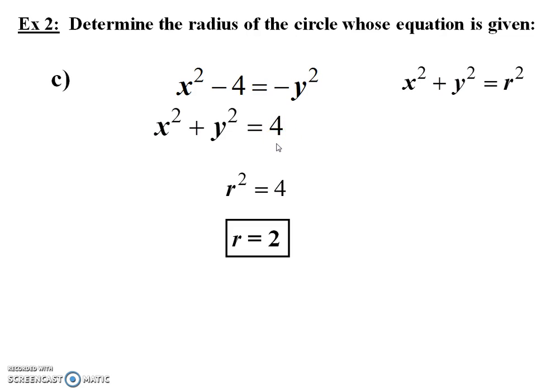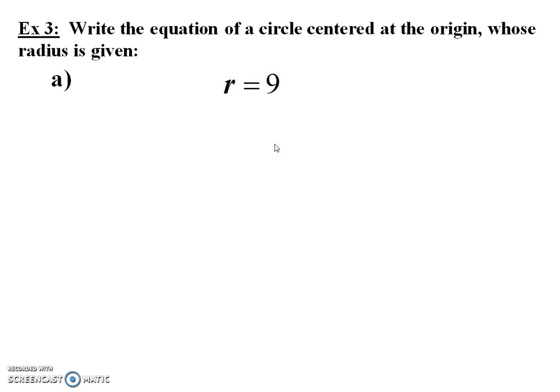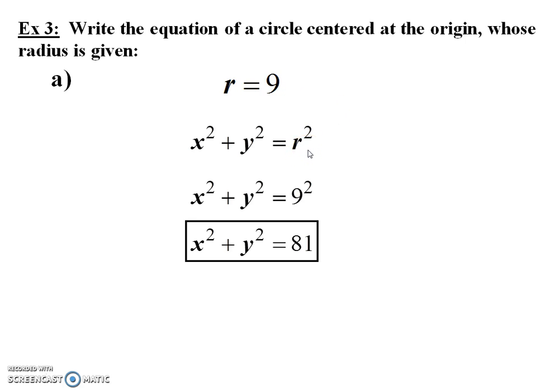Okay, and now in example 3, we want to write the equation of a circle that's centered at the origin whose radius is given. So this is easy. We're just going to plug it in because it's centered at the origin. We just have x squared plus y squared, and now all we have to do is square the radius. So when you're given the radius, you need to remember to square it when you write the equation of that circle. So you have x squared plus y squared equals 81.